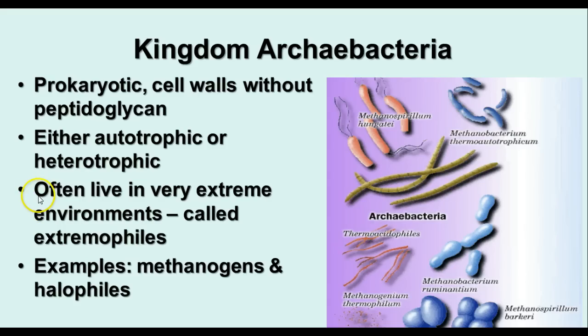All right, kingdom Archaebacteria, they are prokaryotic. They have cell walls without peptidoglycan. Some are autotrophs, some are heterotrophs, so they can be either one. Often they live in very extreme environments. They're called extremophiles. Examples are shown here. There's a lot of them that have "therm" something in their name. That means they really like heat. Methanobacterium means that they make methane gas. Methanospirillum, again, also means they make methane gas, and so forth. So very, very extreme environments, not the ones you normally come in contact with.